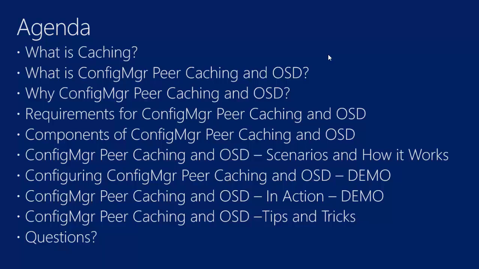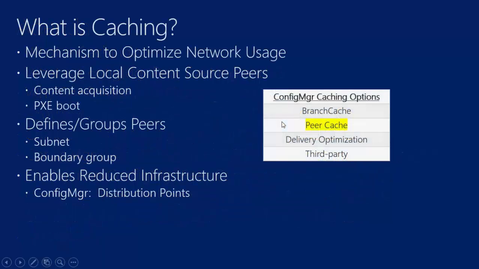So in terms of the agenda, what is caching in general? We'll talk about that. What is ConfigMgr peer caching and OSD specifically, and why do we care? What are the requirements for ConfigMgr peer caching and OSD, and then the components that are required? Finally, we'll talk about a couple of scenarios and how it works, show you some demos of peer caching and OSD in action, wrap up with a few tips and tricks, and close out the session.